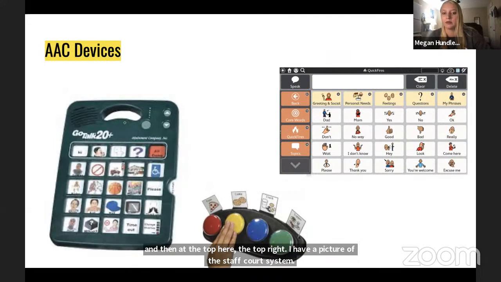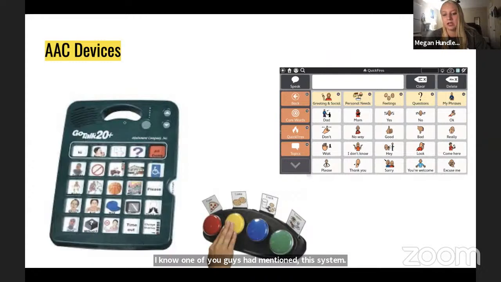And then at the top right, I have a picture of the SnapCore system by Tobii Dynavox. I know one of you guys had mentioned this system. This is one that I find myself using a lot in the clinic. I have several older clients that use this system, and I think it's just the age of the individuals that I'm treating, but this is one that I've become fairly familiar with, and overall, I think it's beneficial.